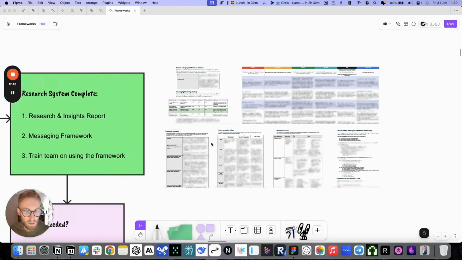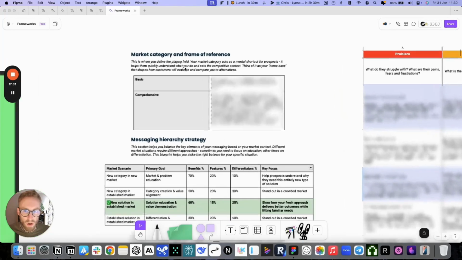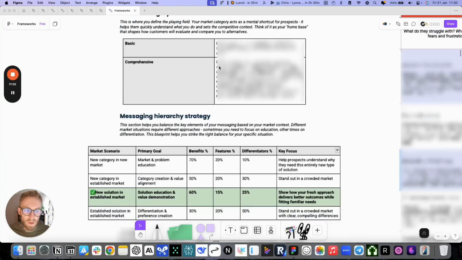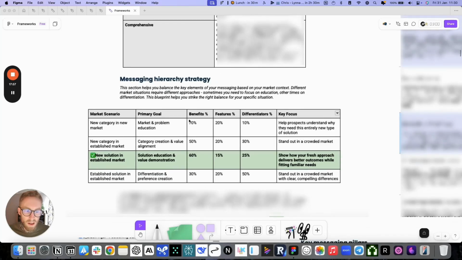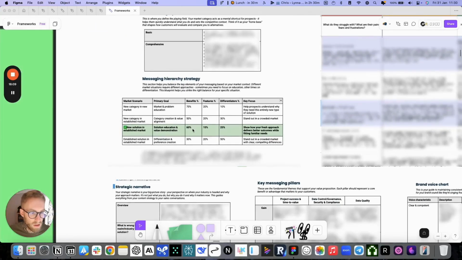So some examples of how we do this is the first page of our messaging framework, where we go into market category, frame of preference. We have a messaging hierarchy that basically tells you how do we mix the benefits, features, differentiators, what's the split ideally that we should follow for this framework.